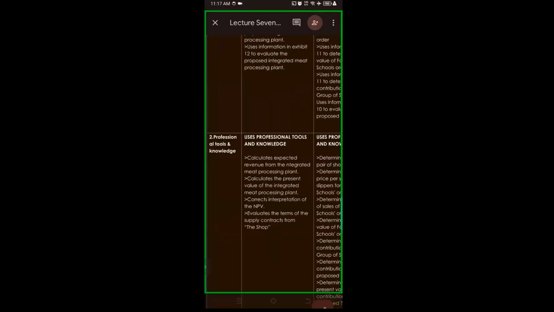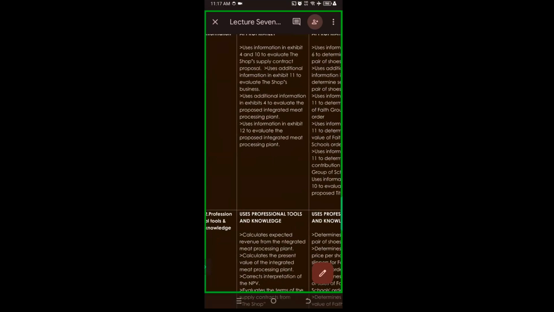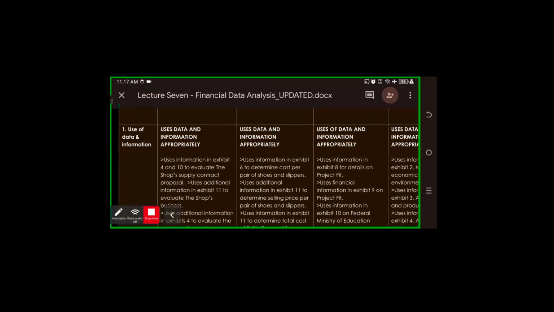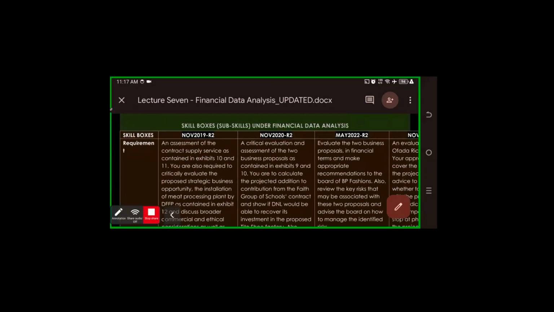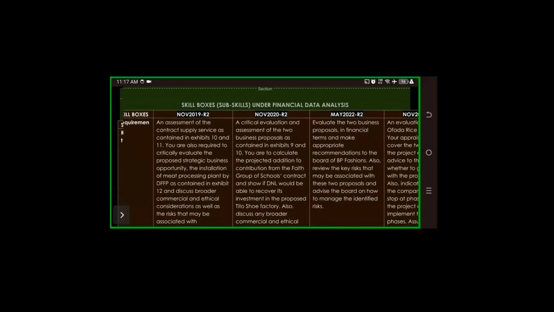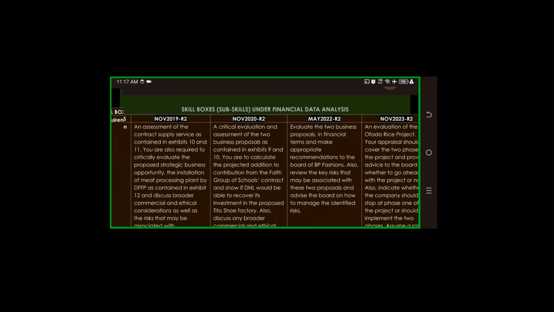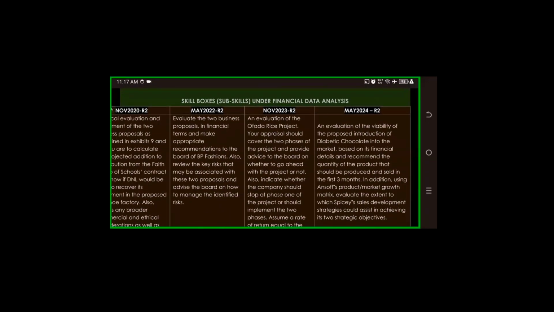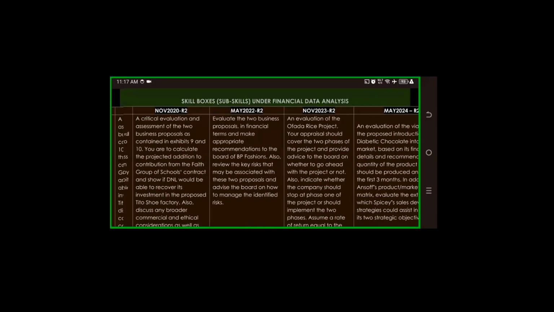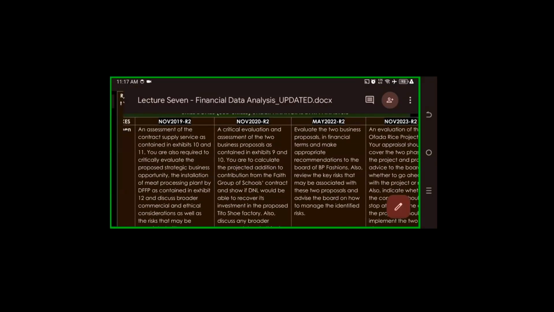So here we have 5 diets where they've tested financial data analysis. And you can see this is the November 2019 we have been solving. And we have November 2020, May 2022, November 2023, and May 2024.